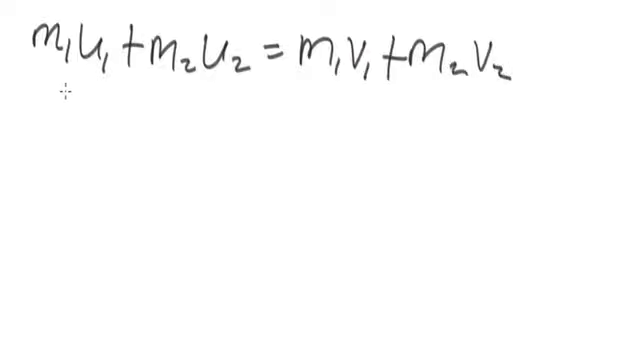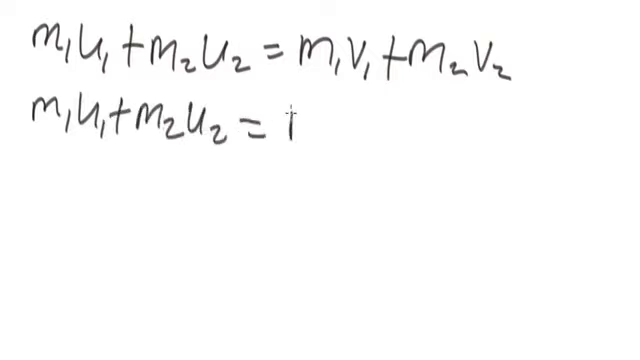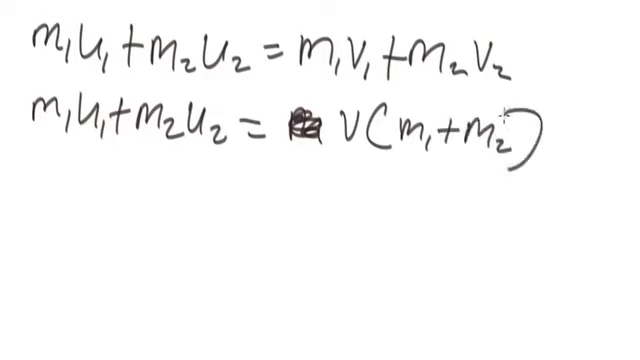Whereas perfectly inelastic collision is a type of collision in which only momentum is conserved. Kinetic energy is not conserved in perfectly inelastic collision. For perfectly inelastic collision, it can be calculated using this formula: m1 u1 plus m2 u2 equals v in bracket m1 plus m2. This is the formula used to calculate perfectly inelastic collision. This one is for perfectly elastic collision.